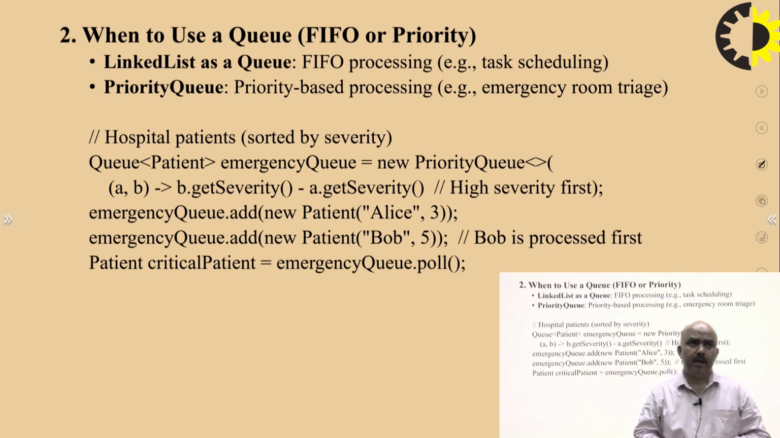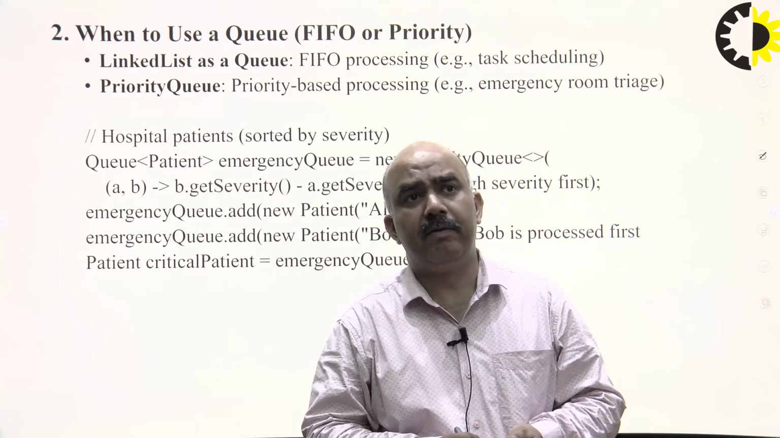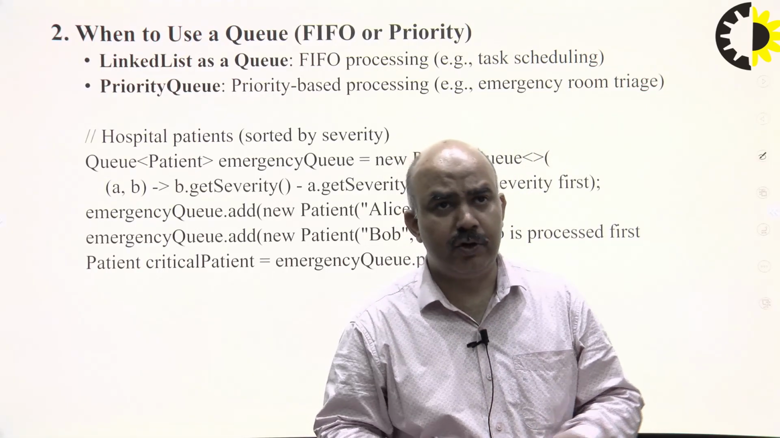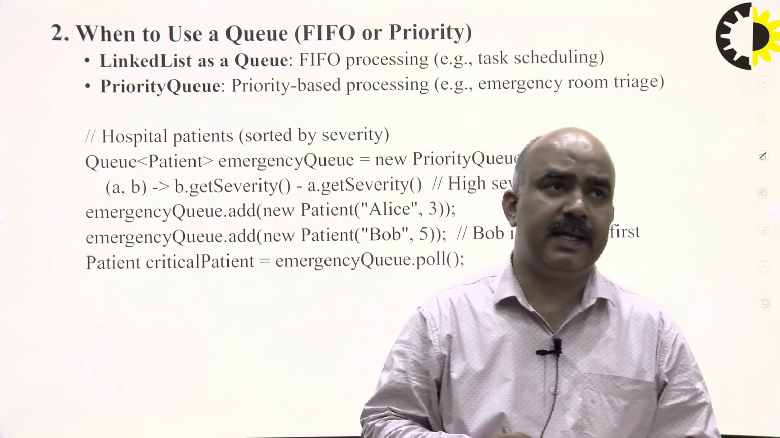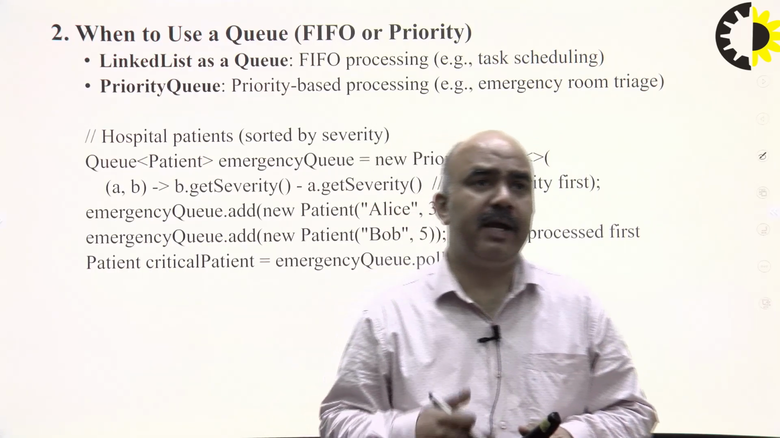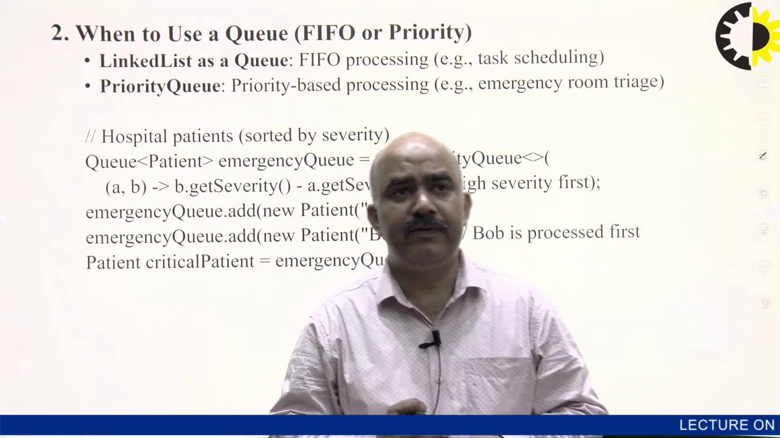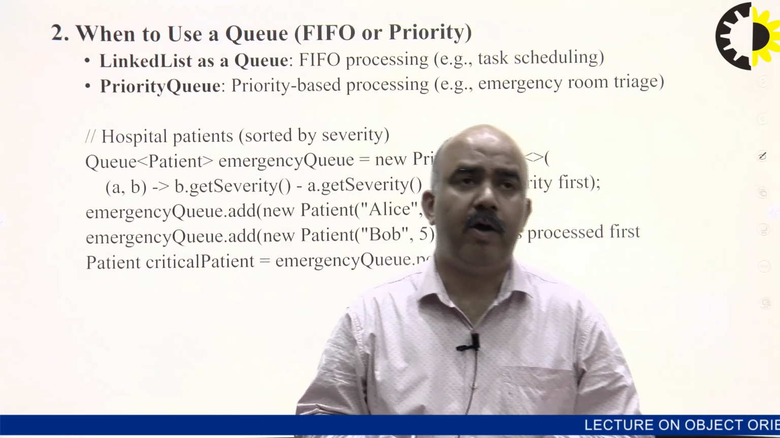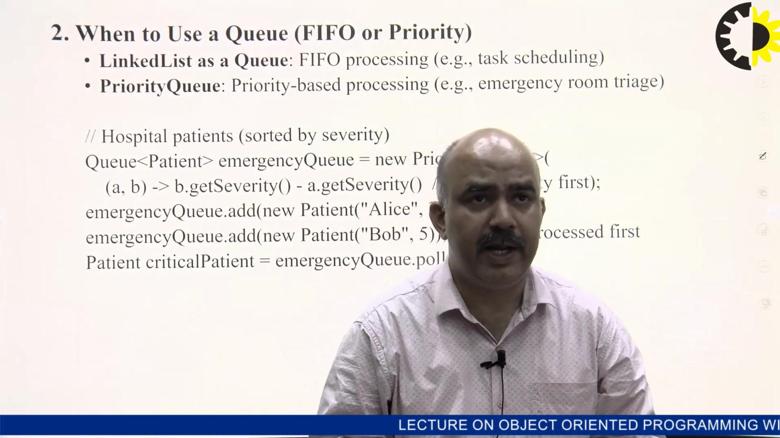In a queue, when we have task scheduling, then we use the first in first out linked list as a queue. If we have priority-based elements on which we have to process the data, then we go for the priority queue.